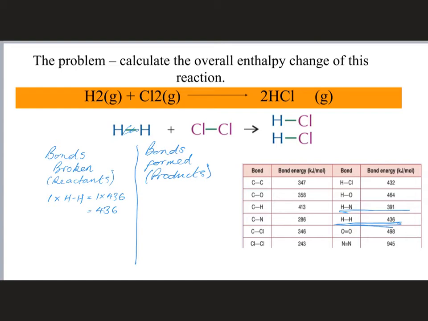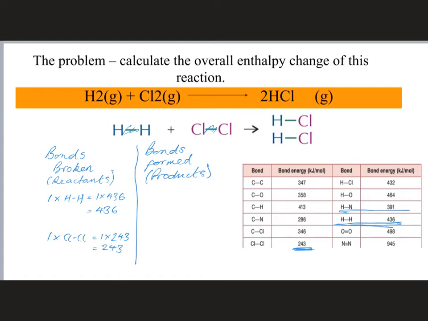And, sorry, the other bond I need to break, of course, is this bond here. So there's just one of those, so 1 Cl bond. And again, I just need to look at my table here, and that's just 1 times 243 kilojoules per mole. And that's obviously 243.